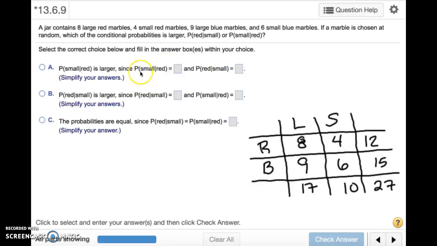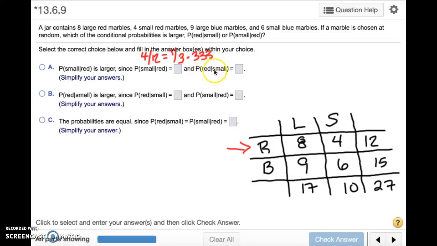So the first thing, and I'm going to have to calculate each of these, so I'm going to calculate them and then see which one is bigger. So this is the probability that I get a small marble given that it is red. So since it's red, we're only looking at this row. The probability that it's small is 4 out of 12. And it's going to ask me to reduce that, so that is 1/3. And I'm probably going to need a decimal to compare those. So that's going to be 0.3 repeating.